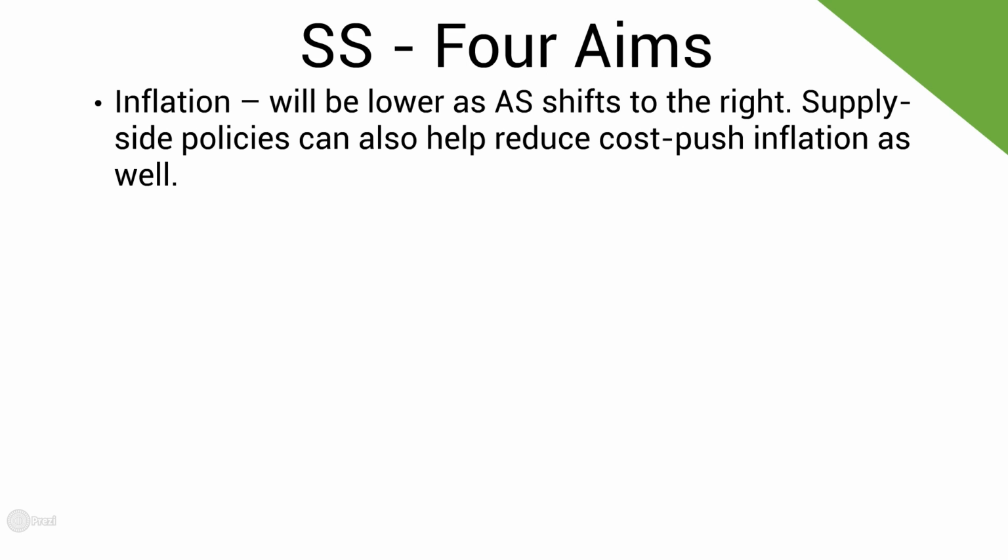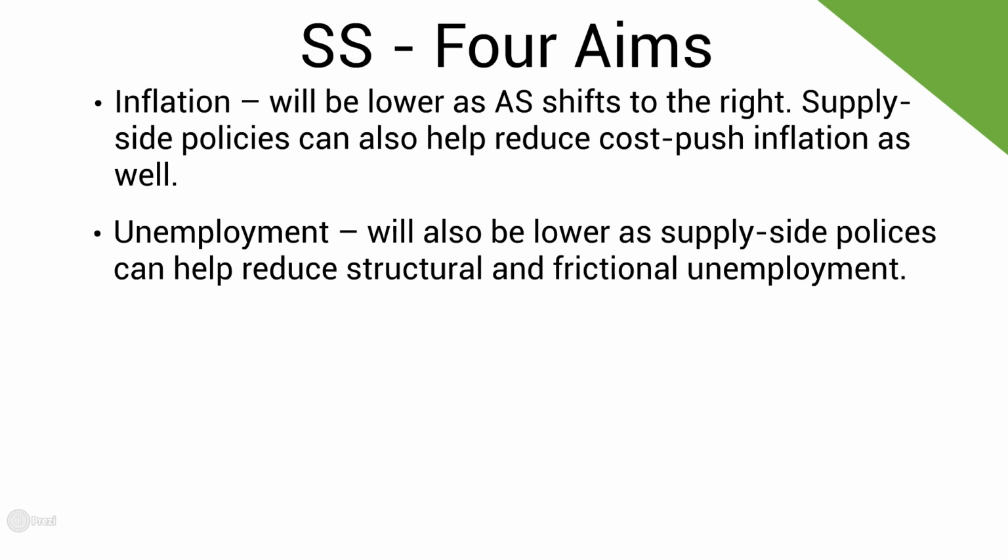Now let's look at how supply-side policies affect the four main aims. The first one is inflation. Inflation will be lower with successful supply-side policies because aggregate supply shifts to the right. Supply-side policies can also help reduce cost-push inflation. Unemployment may also be lower because one supply-side policy could be training, retraining, and an increase in education. This can help reduce structural and frictional unemployment.